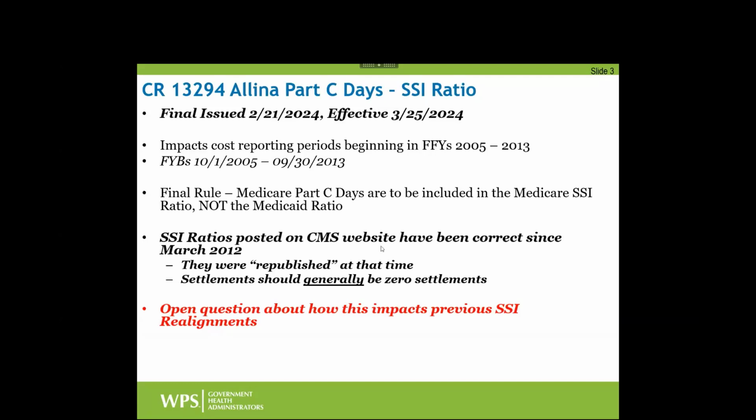Now, the reason I mention that is because if you read through that change request, they use the term republished. It almost implies that, hey, these new SSI ratios are going to be republished on the website, and it almost implies in the near future, but in reality, they've already been republished and long ago. So the point is, there's nothing new that's going to be coming out on the CMS website for the SSI ratios. They're already there. They've already included the Medicare SSI ratio.